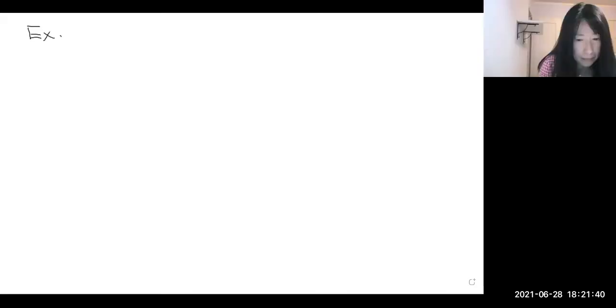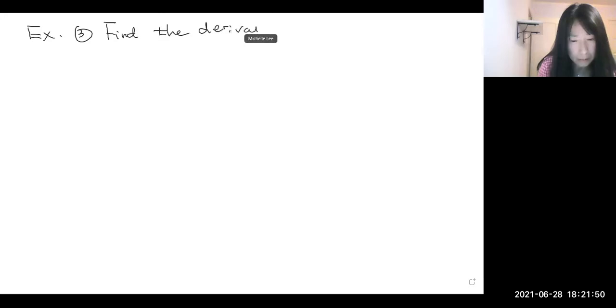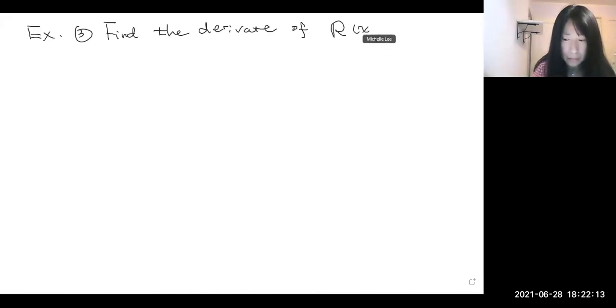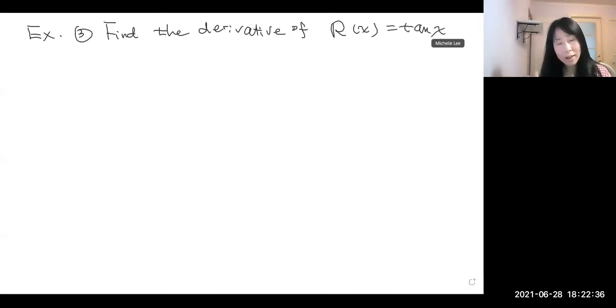Okay, let's see. Number 3. So find the derivative of h k. What else are we using? R of x. Thank you. Derivative of tangent of x equal to tan x. Okay, so tan x.